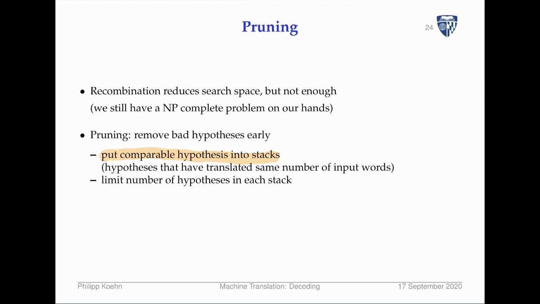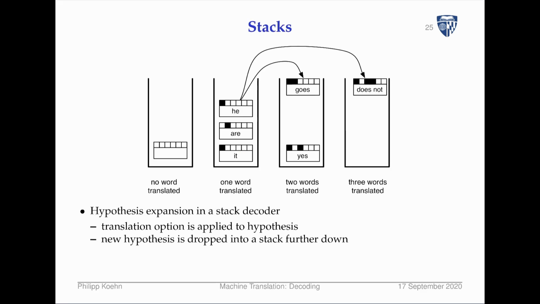So hypotheses that have translated the same number of input words, for instance, that's how we're going to organize it here. And then we limit the number of hypotheses in a stack. So we're going to compare all these hypotheses in a stack and throw out the bad ones. It's actually much easier to explain this with a picture. So we have all these stacks here, which mathematically, from a computer science point of view, are not really stacks, they're really just sets.